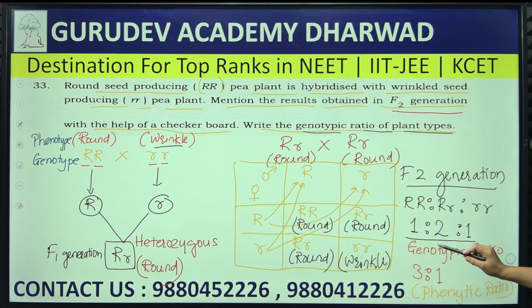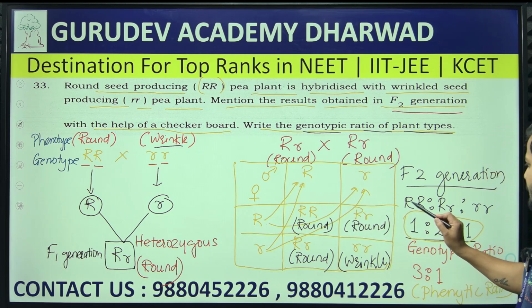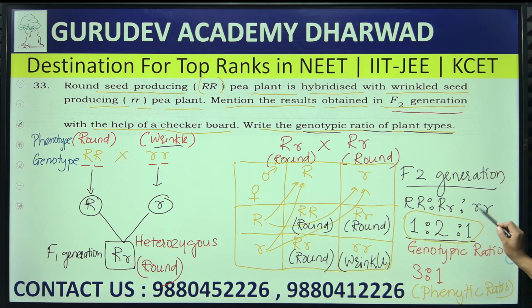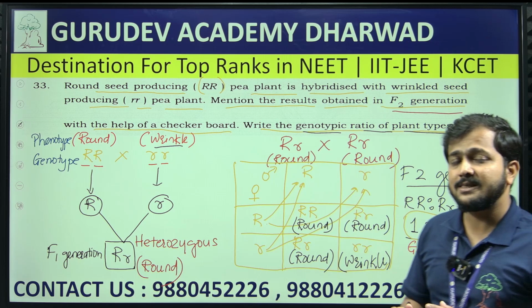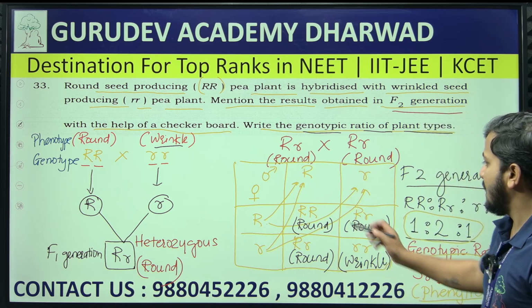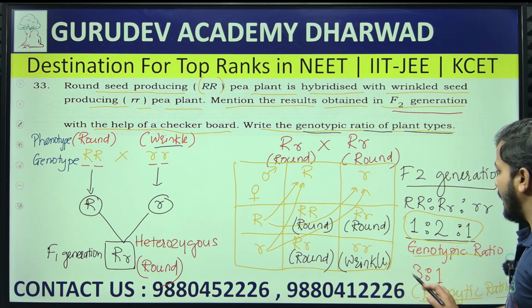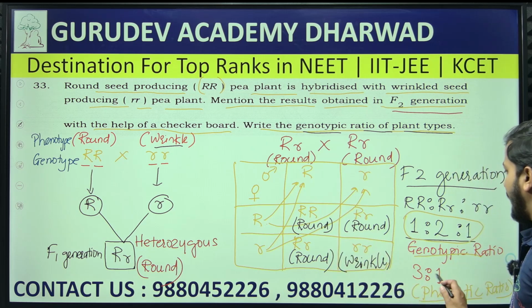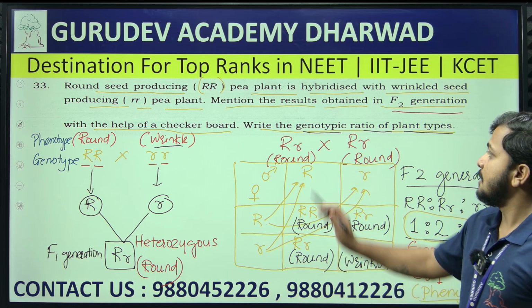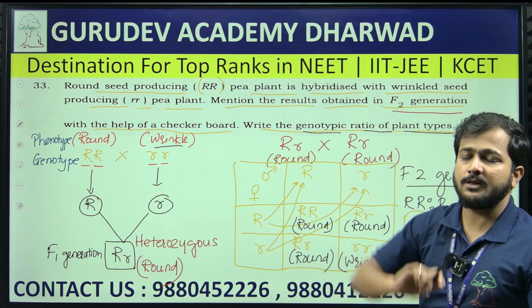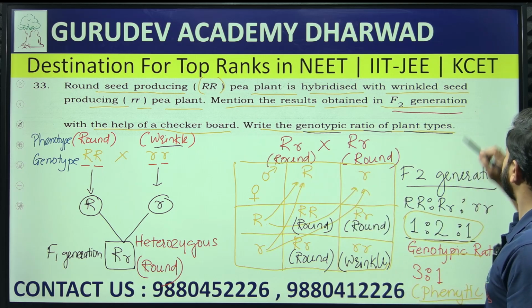So the genotypic ratio is 1 is to 2 is to 1, which represents the allelic format: capital R capital R, capital R small r, small r small r. The phenotypic ratio is the character we see with our naked eyes, round and wrinkle: 3 of them are round and 1 is wrinkle. This is the overall representation of question number 33.